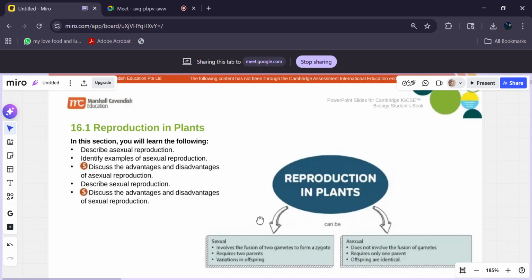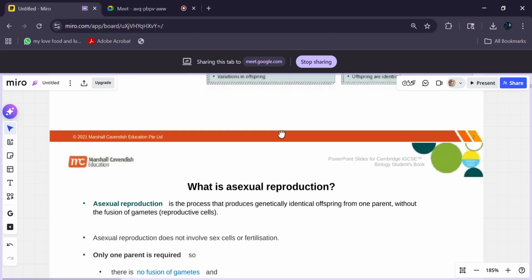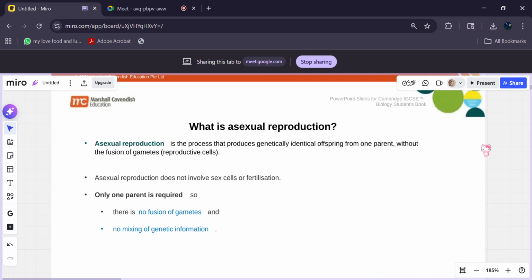So let's begin. In this section 16.1, we're going to learn about asexual reproduction. What is asexual reproduction? Asexual reproduction is a process resulting in the production of genetically identical offspring from one parent. So they do not need the fusion of gametes or reproductive cells. In human beings, you need reproductive cells to produce a child, but plants can do this using only one parent, and this process is considered asexual reproduction.